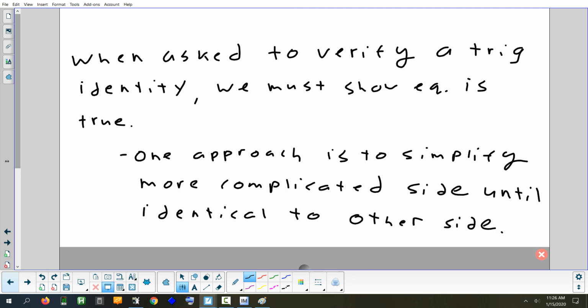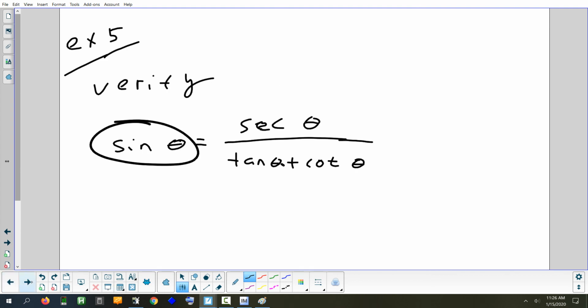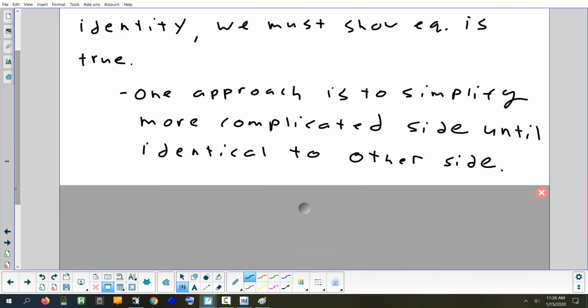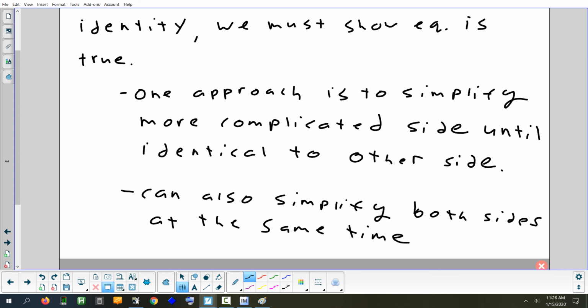So the approach that you usually want to do with a verify is take the more complicated side and simplify. Don't take the simpler side and complicate it. I would not try to take sine and turn it into what's on the right. That's going to be hard. Take what's on the right and try to turn it into what's on the left. Now, you can work with both sides at the same time. I'm not going to do that. Some people like to do that. They do a little bit of work on the left, a little bit of work on the right, till eventually the left and the right come out the same. I'm going to stick with this. I'm only going to work with one side. But the goal is you have an equation, and you have to make what's on one side match exactly what's on the other.